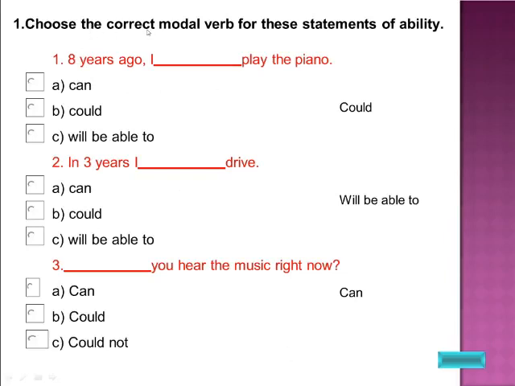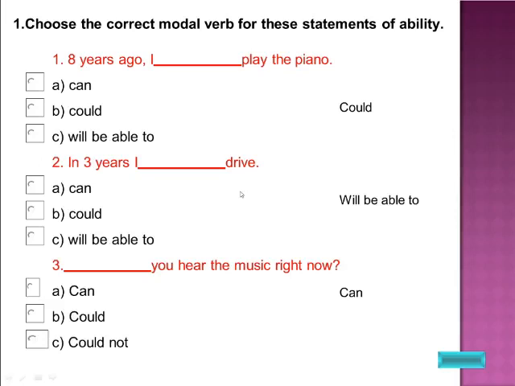Choose the correct modal verb for these statements of ability. Eight years ago I dash play the piano. Can, could, will be able to. You see, you have to look at the sentence first. Eight years ago is showing the past. Okay, this one is showing the future. Will be able to: I will be able to do. It means not now or not in the past. It is showing the future. Can may also be showing the present. Okay, so could is the apt one here because the first sentence is already displayed in the past tense. So could. This way you have to choose the right answer.